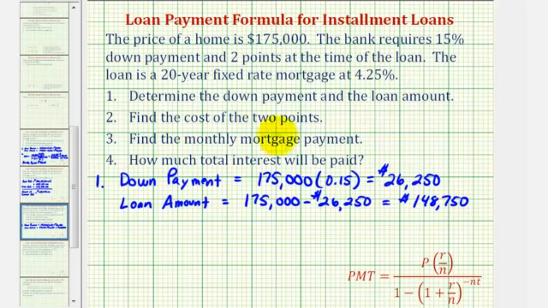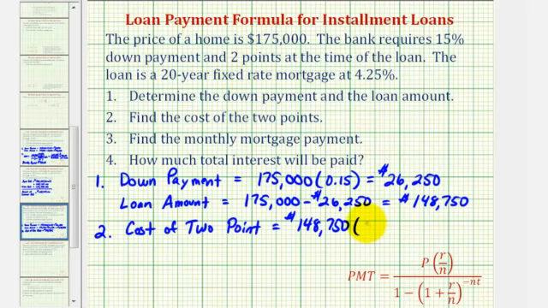For number two, we want to determine the cost of the 2 points. If a loan has points, it has extra costs attached to it, and for every point, you pay an extra 1% of the loan amount. So the cost of the 2 points will be 2% of the loan amount, or 2% of $148,750. So $148,750 times 2% expressed as a decimal, which would be 0.02. And this comes out to $2,975.